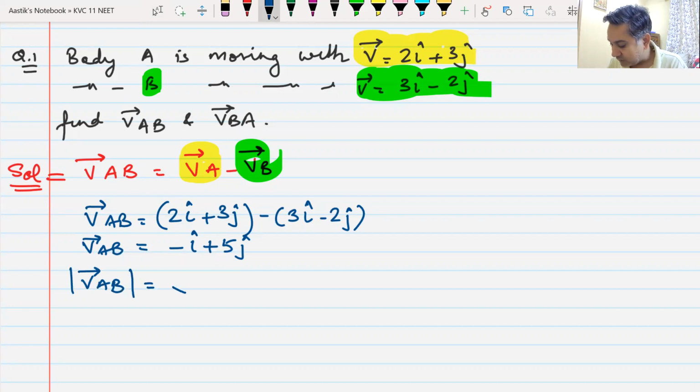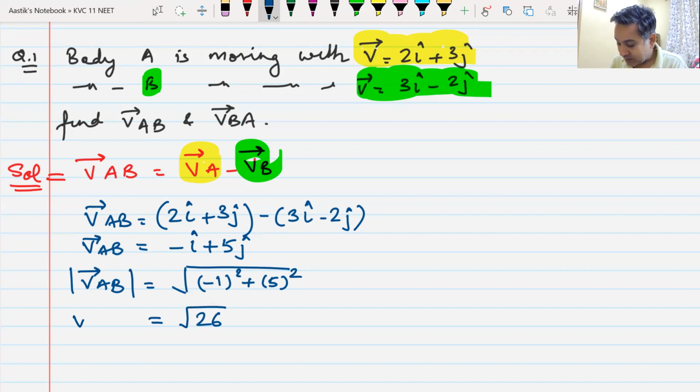So how do you find the magnitude of this velocity? The magnitude will be under root of minus 1 square plus 5 square, x square plus y square. We know this, yes or no? So it will be under root of 26. That would be the magnitude of the velocity of A with respect to B. Everyone understands this?